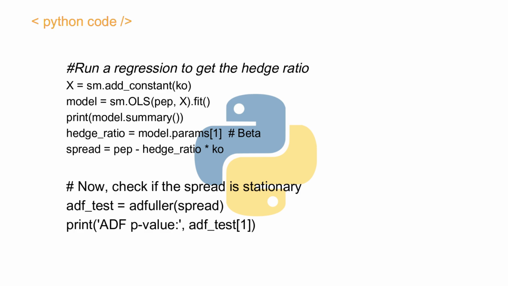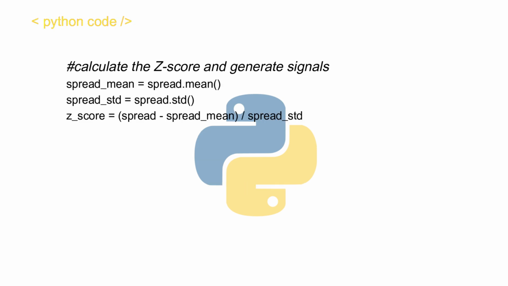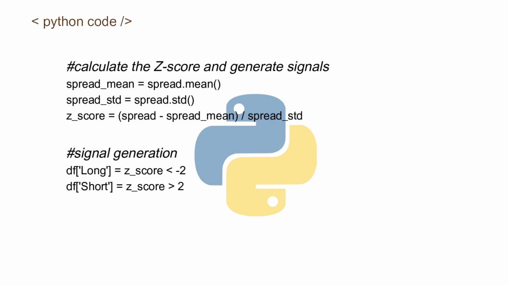Once you have done that, you calculate the Z-score. The Z-score is basically the spread minus the spread mean, divided by the spread standard deviation. Once you get the Z-score, you calculate your signal. The signal is basically: you go long if the Z-score is less than -2, you go short if the Z-score is greater than +2, and you exit when the spread returns to 0. That's it. So you have the core logic of pair trading now in Python.